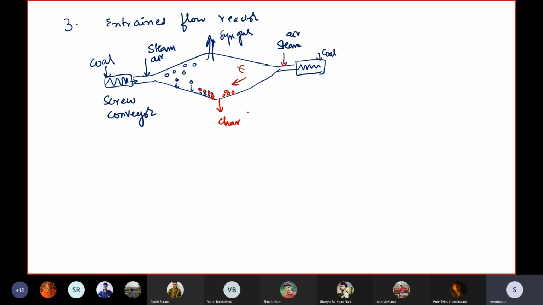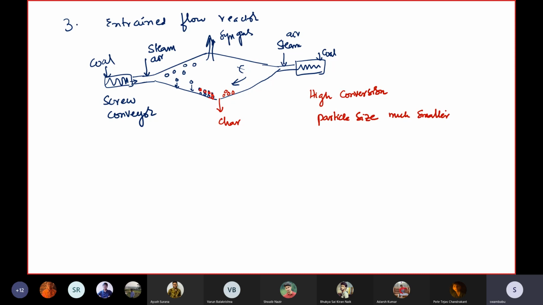Now if you want to do the entrained flow reactor, it gives very high conversion of coal compared to the other two reactors. Here, since we're using the steam and air, the particle size should be much smaller, because we want to do the entrainment. The particle size utilized here is much smaller than the other two types of reactors. So these are the three types of reactors used in coal gasification.